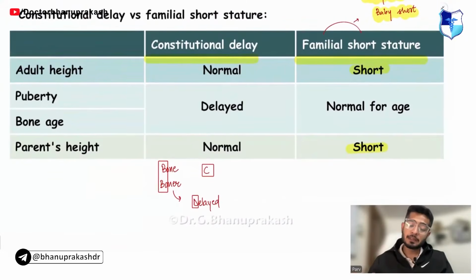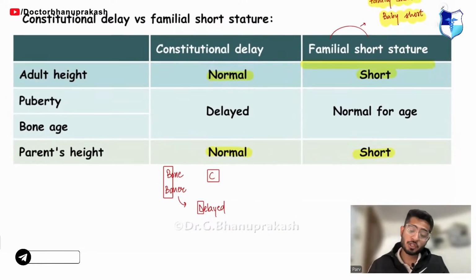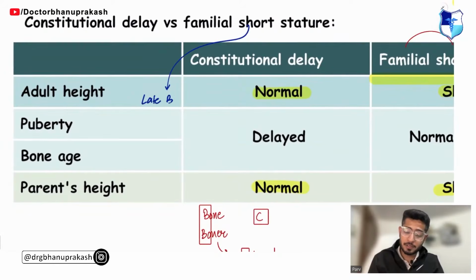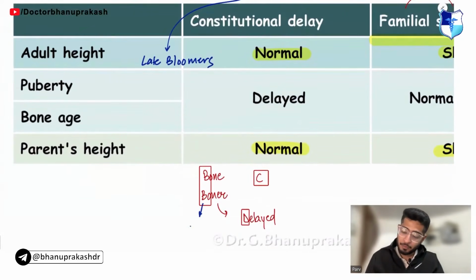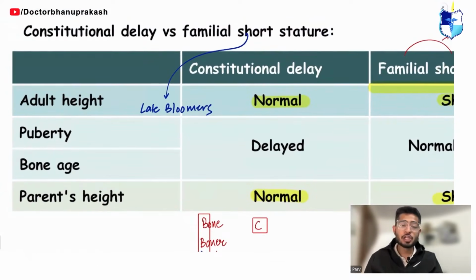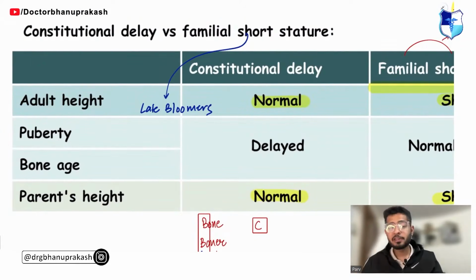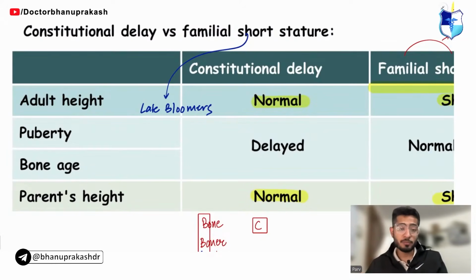Constitutional delay means that the parents' height is normal, so the baby's height is also going to be normal when the baby has grown up. But why short stature? Because they are late bloomers. Initially they will be chotu, but when the time comes to become adults, they will be just like their parents. That means adult height is normal, and the parents' height is also normal. But the problem is that they are late bloomers.